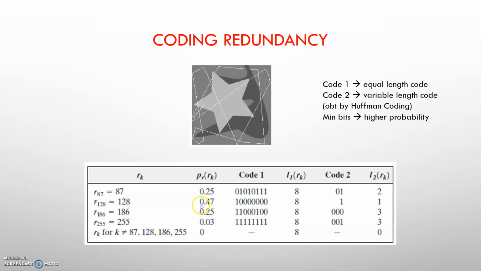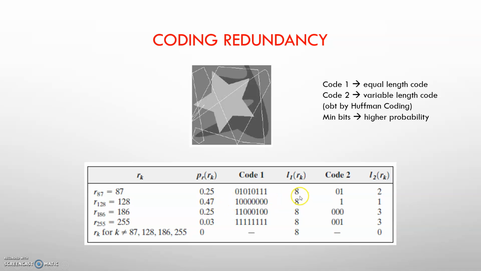Like for example, if this is having the maximum probability, I can assign the 1 to it. Now this is having the second highest, these both I can assign 01 or 000 to it. So how these codes come, we'll know in Huffman coding, right? In which we try to give the minimum number of bits to those with the higher probabilities. So don't worry about how this code comes, but as of now, just see the convention. rk is my intensity levels, probability of rk, and L(rk) is nothing but the number of bits required to represent my pixel value intensities, right?